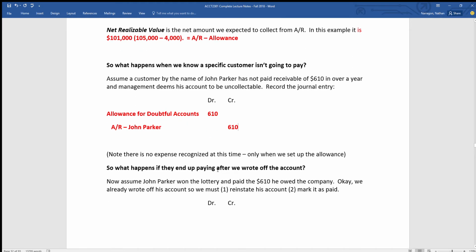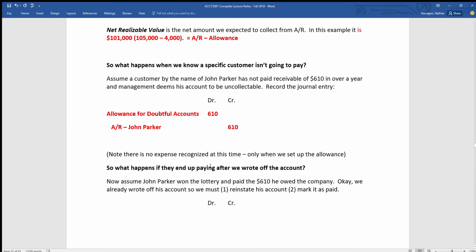So we wrote off John Parker. Then all of a sudden, out of the blue, he pays us because he won the lottery. Yay for him. Maybe it was that 625 million from last year or something, however much that was. So he won the lottery and he decides to actually pay us that lowly $610. So when a customer pays us after we wrote them off, we're going to have two accounts.